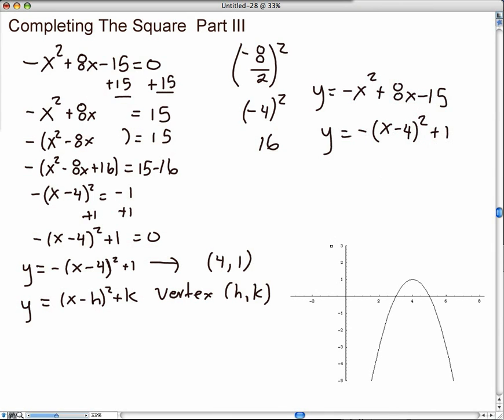And we know that the vertex is (4, 1). Well, here's the origin, (0, 0), and (4, 1) is right around there somewhere, right here. And we know that the parabola is pointing down because of this negative. There are other videos that will demonstrate this pointing down, pointing up feature of a parabola. But this gives you an idea of the characteristics of completing the square.